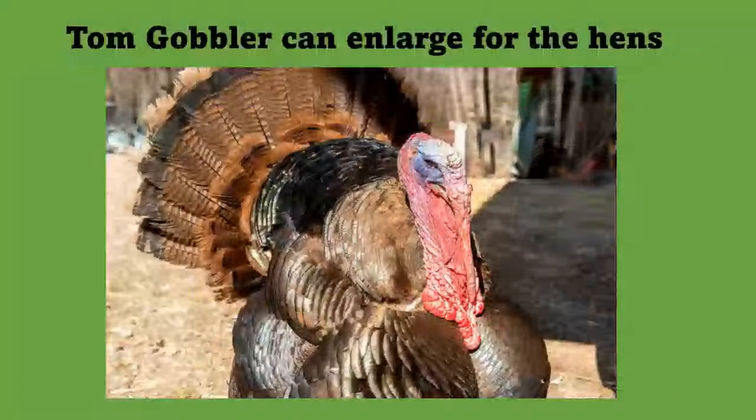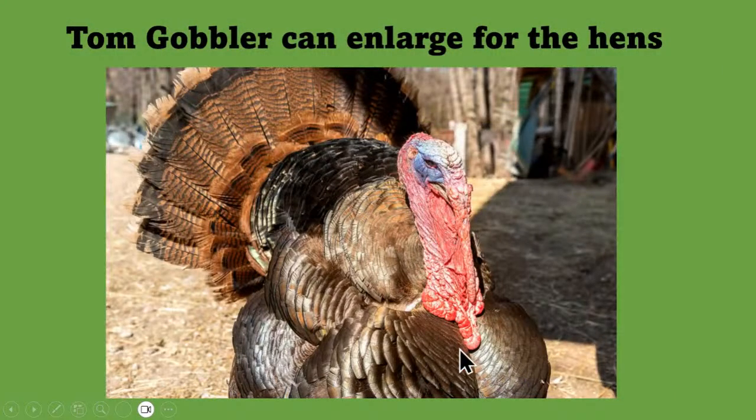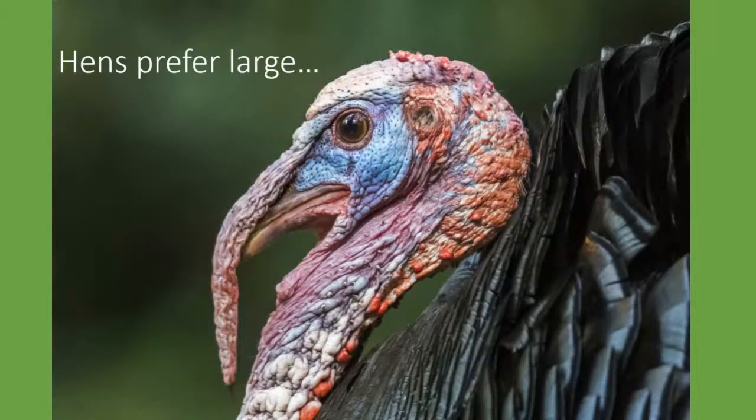And here, the tom gobbler can enlarge his snood. That's this part in the front. By putting blood into it, and can enlarge it again to attract the females. And of course, the females, or the hens, prefer large snoods. So here's a snood again, this little fleshy part that is attached between the eye and the bill. And this one's sort of medium length.